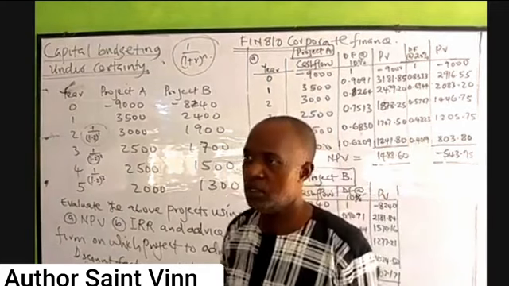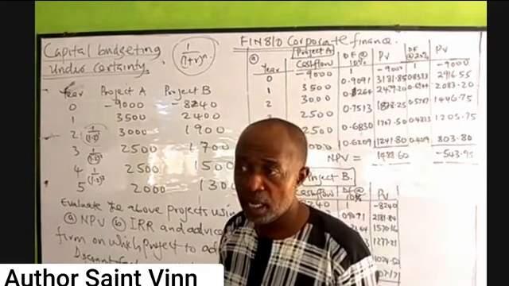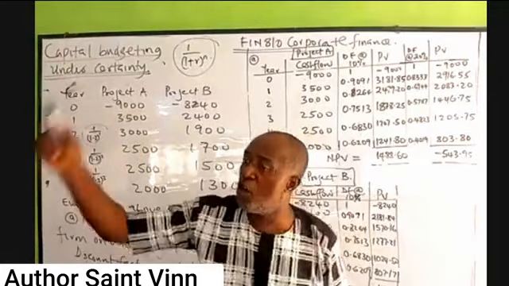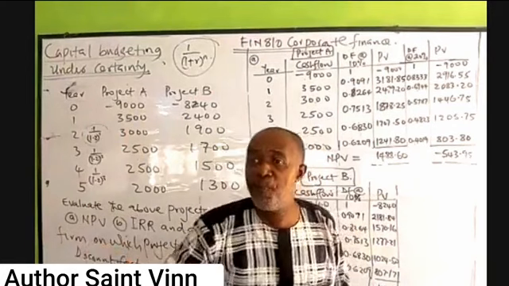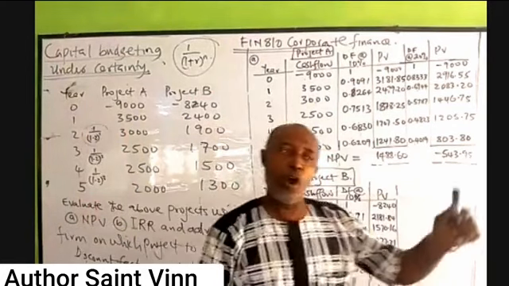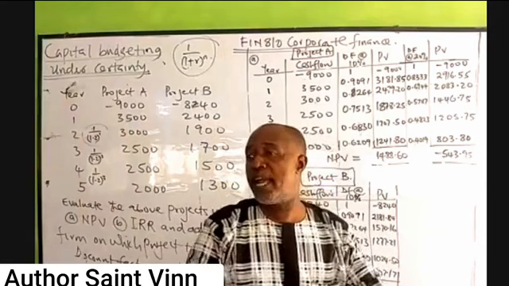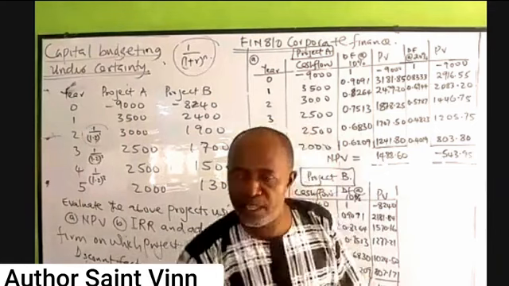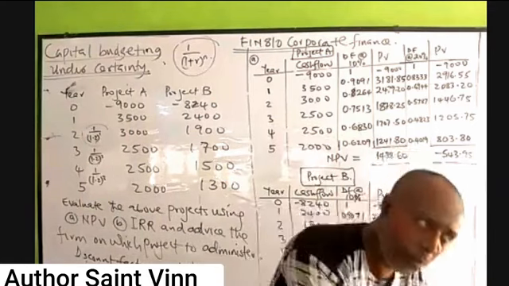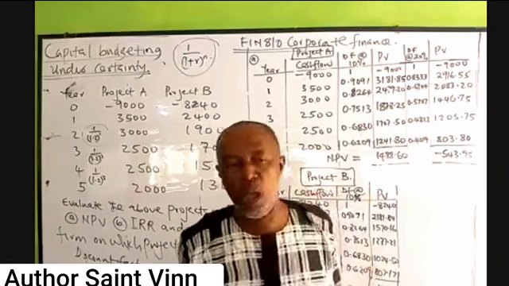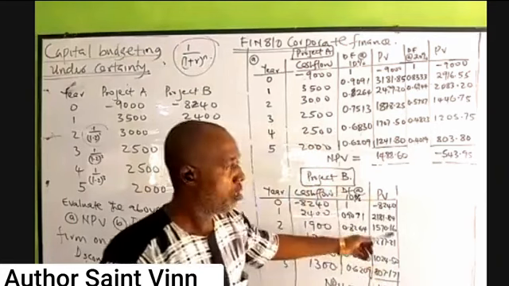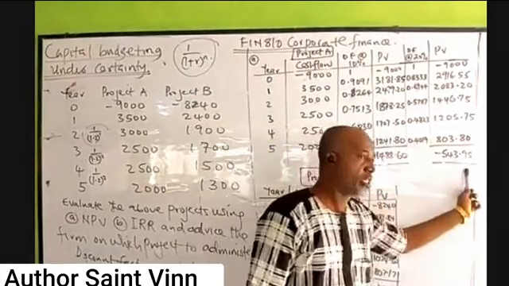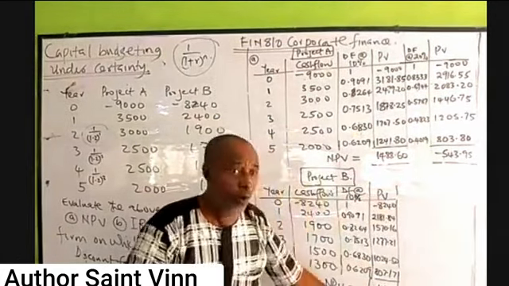So there must be positive and negative. IRR can only work when there is an NPV of positive and an NPV of negative. If it's all negative, it can't work. If it's all positive, it can't work. If one is negative, you must look for another one that will be positive. Without that, it can't work. This one is already done positive. I have to look for negative. What will I look for now?